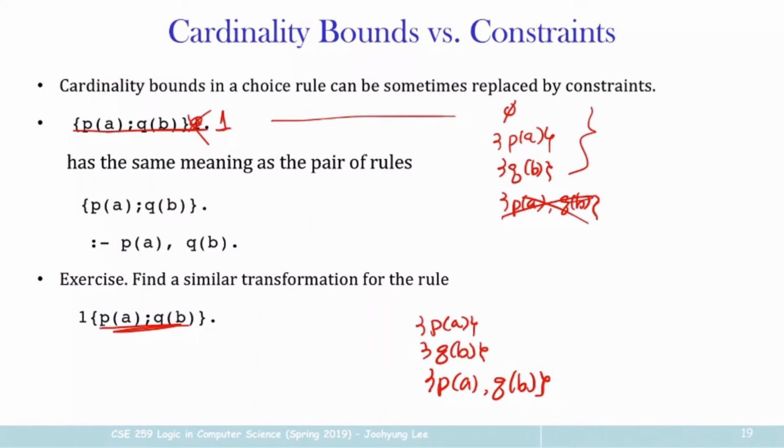On the other hand, this one, for instance, has P of A. So P of A is true, meaning that this is false. False implies anything is true, so this constraint is not violated. Same for Q of B, same for P of A and Q of B.